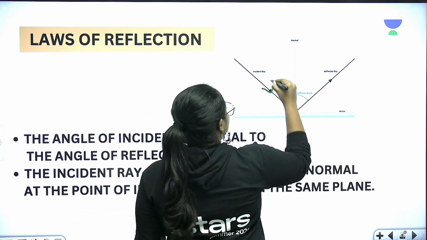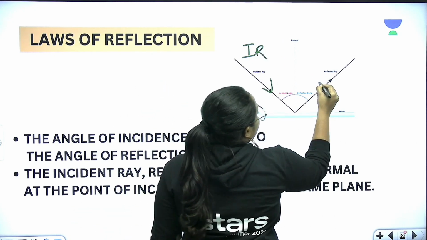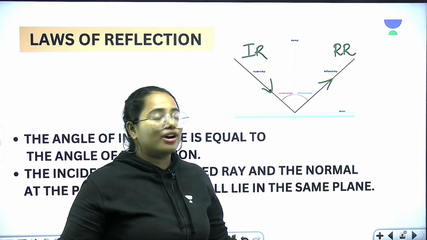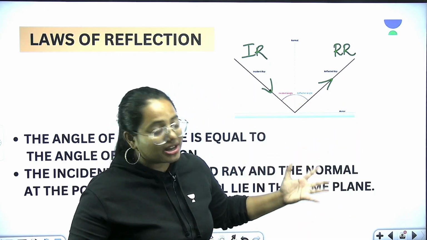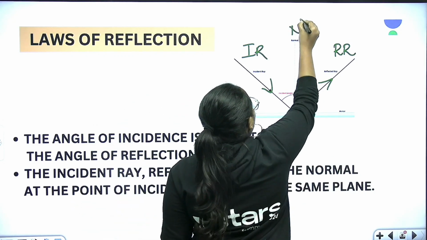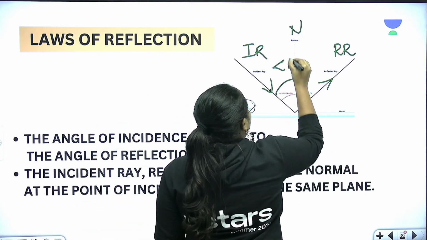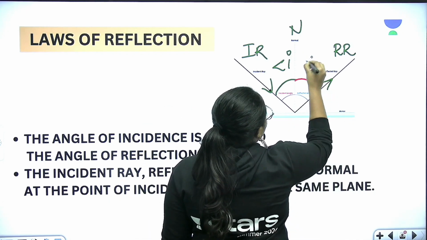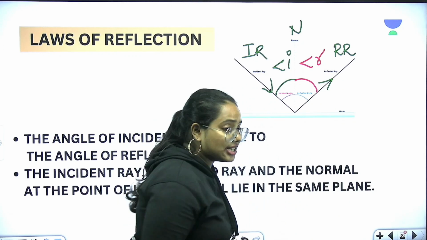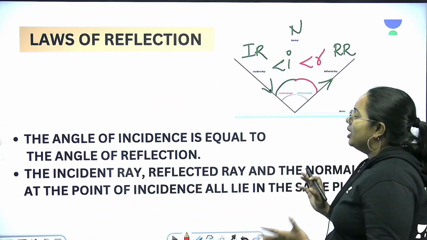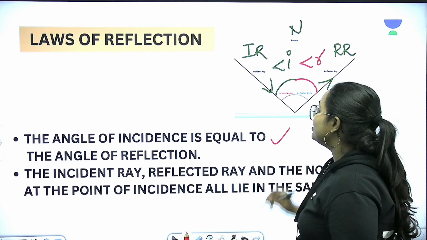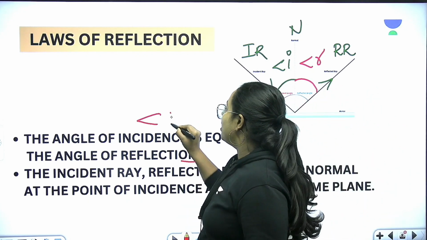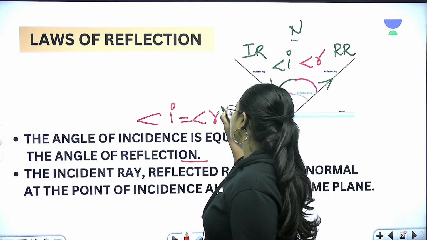So let me rewrite it for you. This is the incident ray. You have to be very, very clear with the arrows because it may make you wrong. So be very specific with the arrow marks that you give. Then we have the normal here. The angle between the incident ray and the normal is called the angle of incidence. The angle between the reflected ray and the normal is called the angle of reflection. So we know all the terms related to it. But what is the first statement? The angle of incidence is equal to the angle of reflection. We know that statement already.